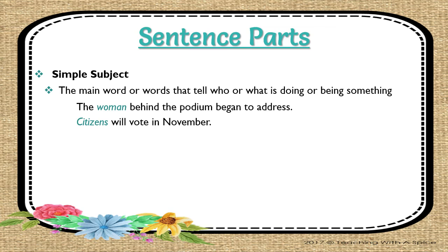Citizens will vote in November. Who will vote? Citizens will vote. The creator of the painting donated it to the charity auction. Who donated it? The creator donated it. So creator is your simple subject. The whole subject, the complete subject, would be the creator of the painting. But your simple subject, just the main idea, is creator.